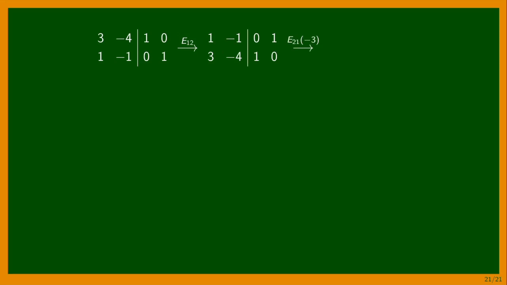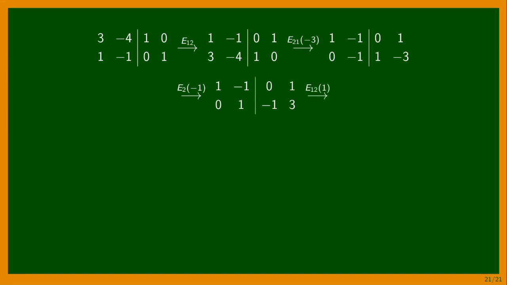E21 to 1, negative 3, and get the following as a result. Next, I want this to be a pivot. Now I want this to be a pivot, so I multiply negative 1 on the second row, obtaining the following. And finally, I have now a pivot over here. I just want to eliminate that. So I apply a type 3 operation E12 to 1.